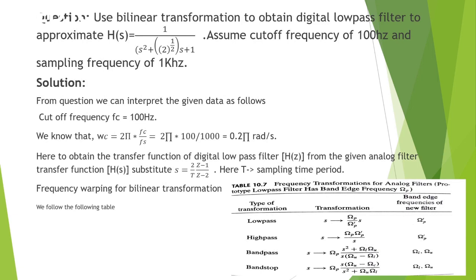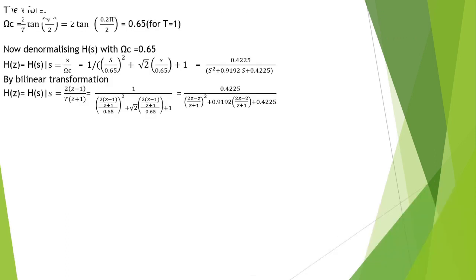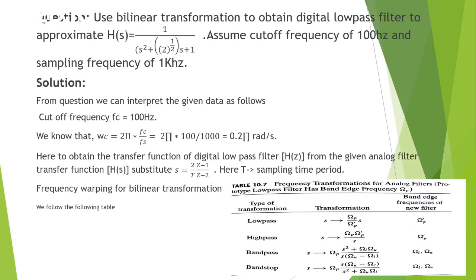Now by using bilinear transformation to obtain the digital low pass filter, first we have to frequency warp by using the formulas for different filters as shown in the table. For low pass, we'll be using the formula s is equal to s by omega c. To find the analog frequency omega c, we'll be using the formula omega c is equal to 2 by T tan omega c by 2. Thus, the obtained omega c 0.65 is used to denormalize the given system function in the question.